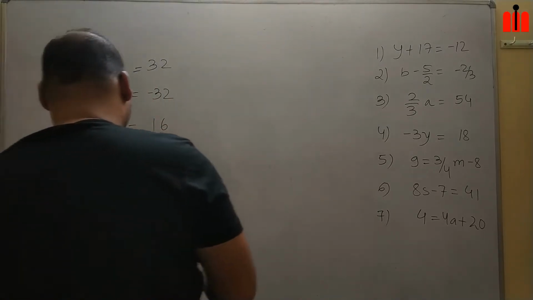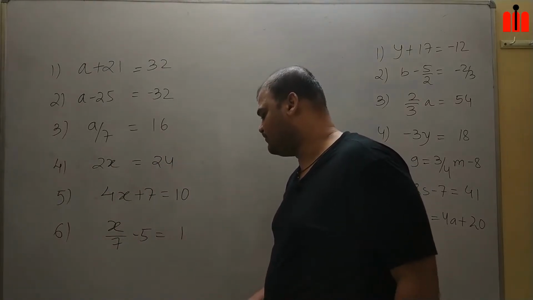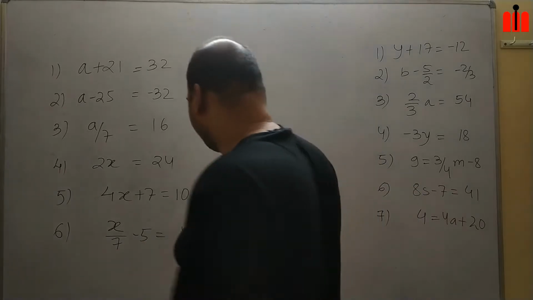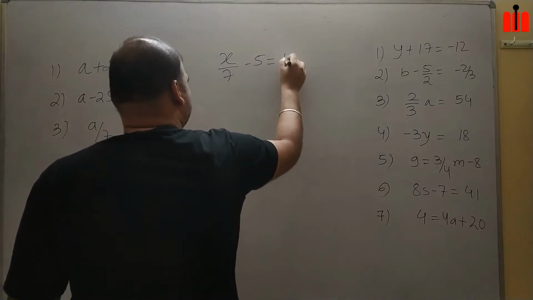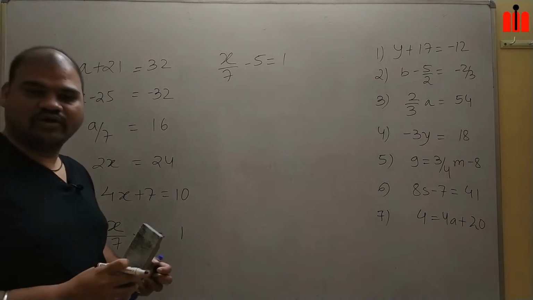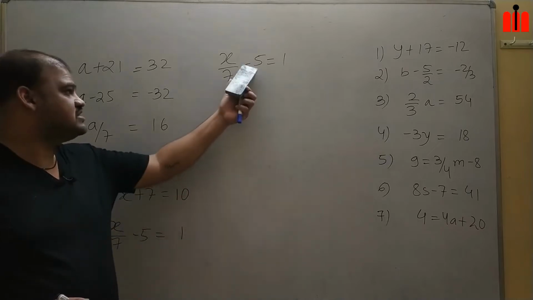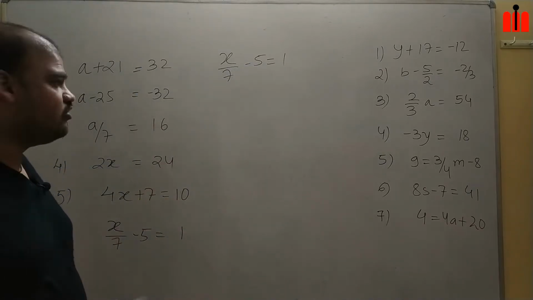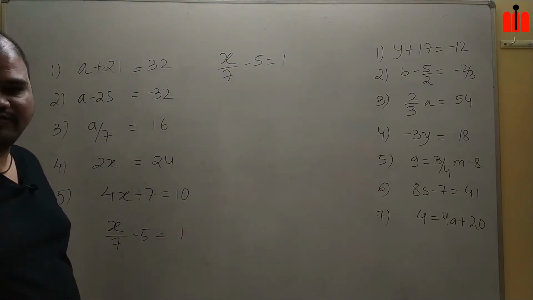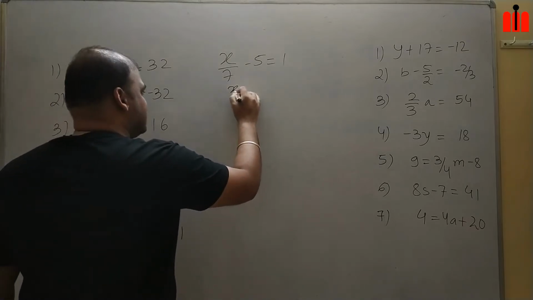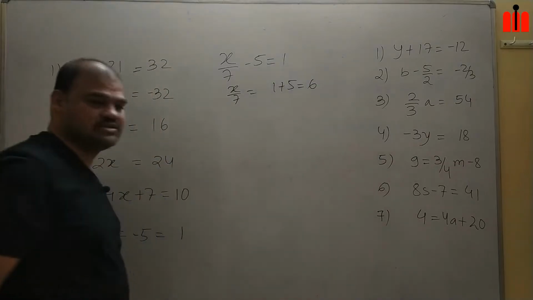We will now do the 6th problem. This 5th problem is completed. Now we will do the 6th problem, which is x by 7 minus 5 equals 1. Now here as well, minus 5 is in subtraction in LHS. We have to find the value of x. So we have to free everything from the x, and then only we will find the value of x, right? So x by 7 equals 1 plus 5, which is equal to 6.